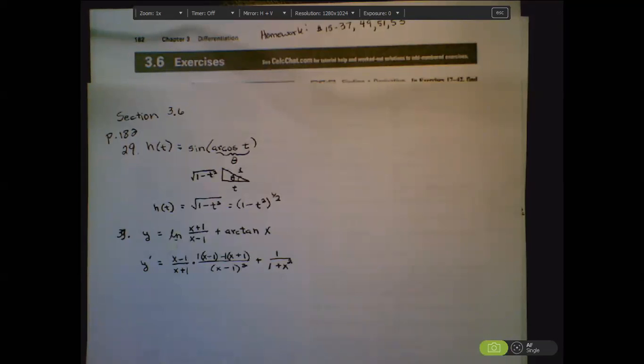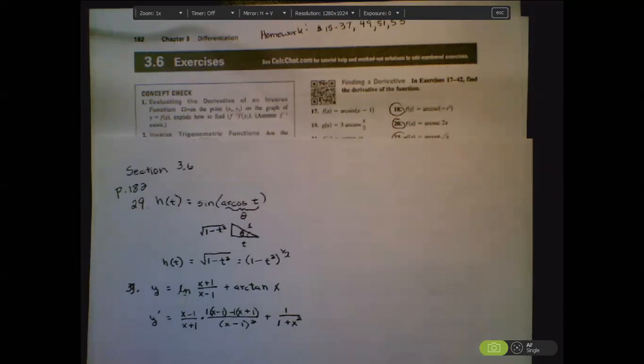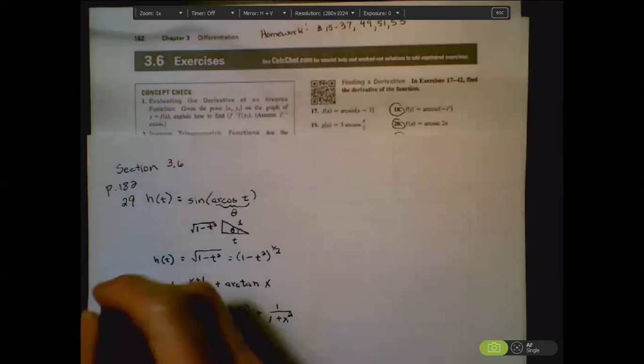Any other questions? On number 19, I got a different numerator, and I don't know what I did. Okay. Let's see.